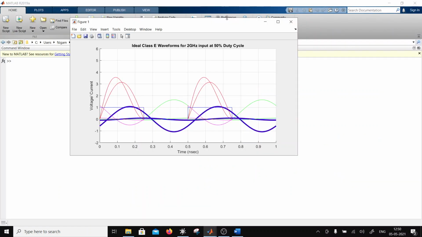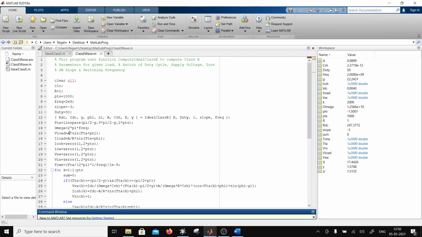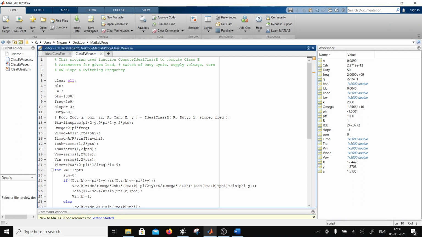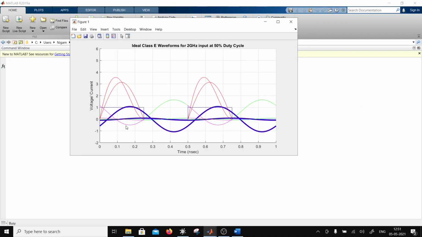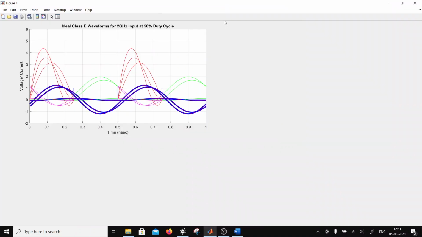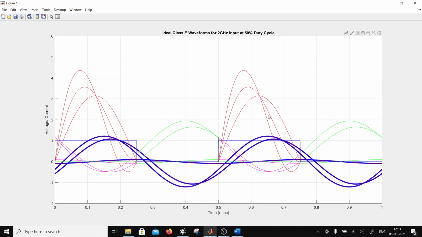Okay, now let's see slope of -3. So this is slope of -3, so let's see slope of +3, positive slope. Okay, save it and run it again. Okay, so now you can see here. So I have designed a class E where you have a slope of this voltage waveform to go to 0, and that is your psi value, and then slope of -3 and slope of +3, and all of these are class E.